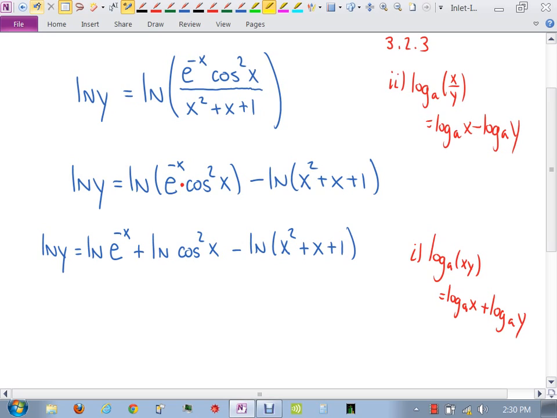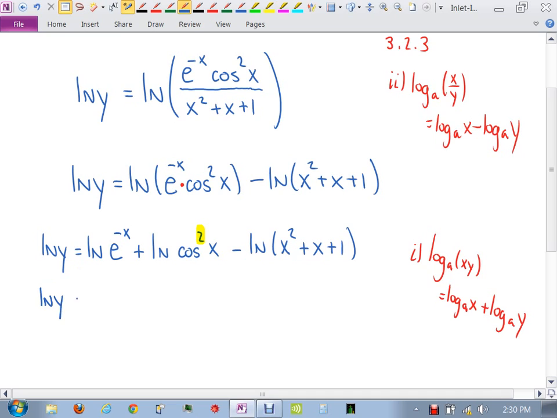Anything else? Does anyone see anything else we can do? Absolutely. The 2 here is really squaring the cosine, isn't it? So that's like a power on the cosine that can be pulled out in front. There's also something I can do in that first one, natural log of e to the negative x. I can bring the negative x out in front of that, right?